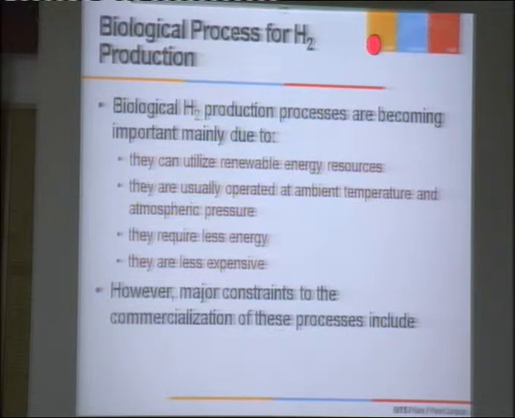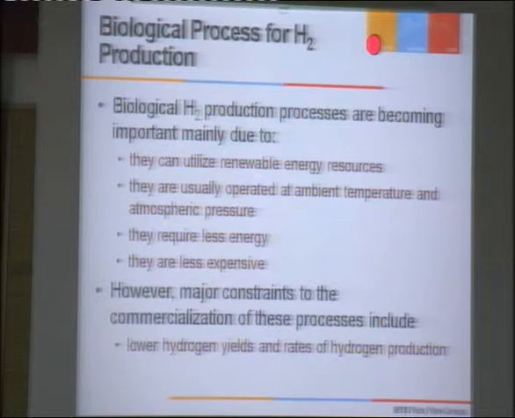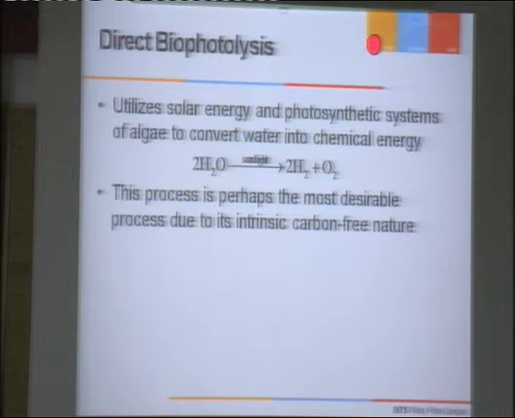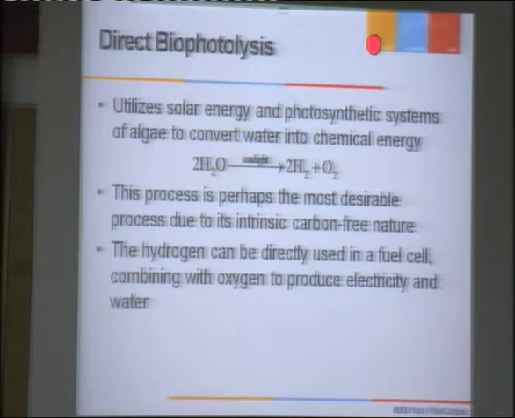As I mentioned, biological hydrogen production processes are becoming important mainly because they can utilize renewable energy resources. They are usually operated at ambient temperature, whereas gasification or pyrolysis require high temperature. They require less energy and are less expensive. However, the major constraint is the commercialization of these processes, because of the lower hydrogen yield and lower rate of hydrogen production. There are 5 processes. In all the processes, there are 2 enzymes which play a major role: the hydrogenase and nitrogenase enzymes.